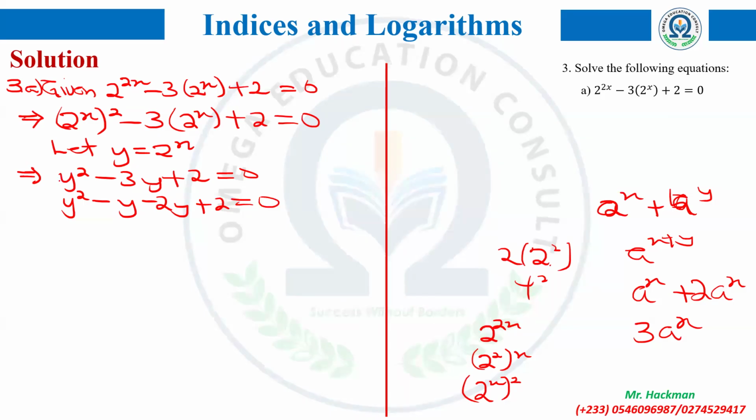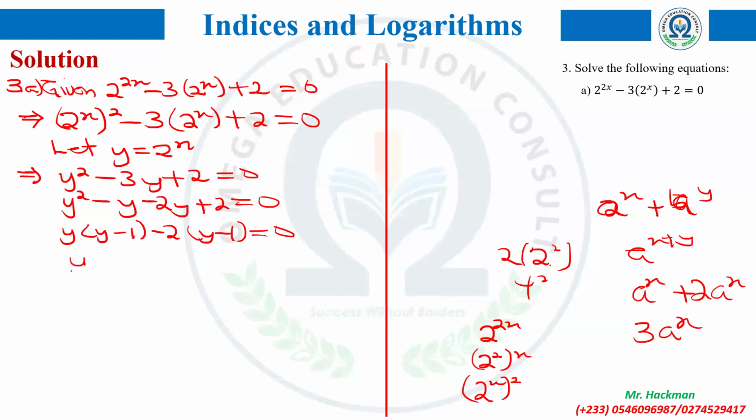So now we are going to factorize by grouping. Don't use brackets to indicate your grouping; it can put you in trouble. Group the first 2 mentally and factorize: y out, y minus 1. The last 2 mentally and factorize: minus 2 out, y minus 1. And it's equal to 0.